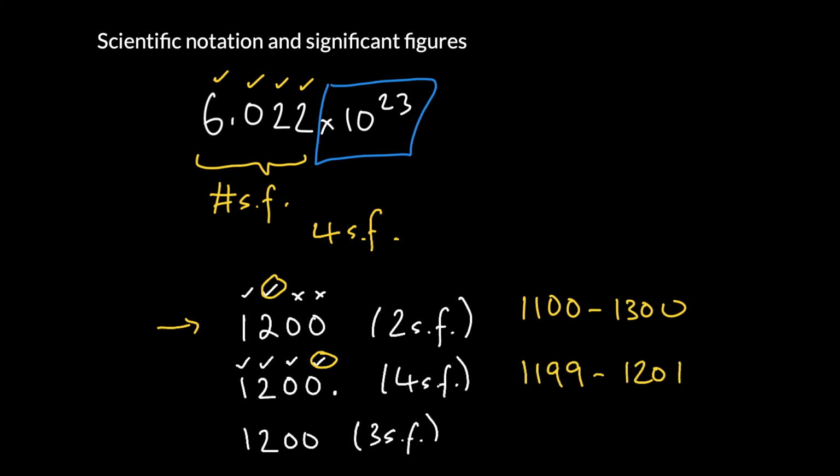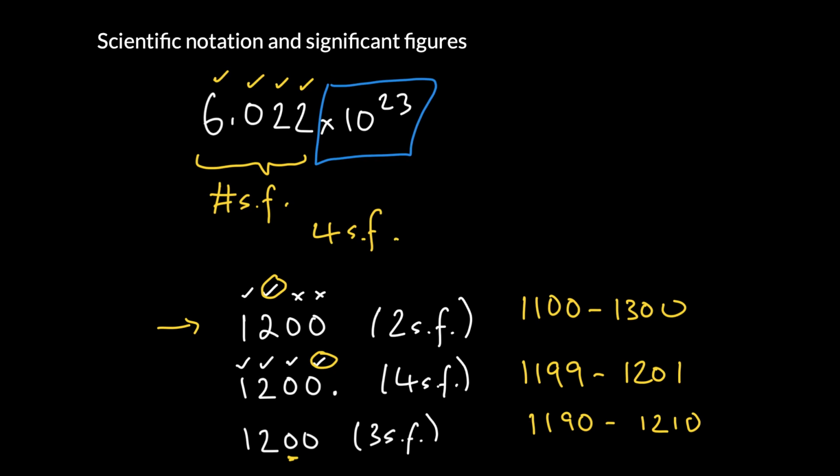And if we were to write this to 3 significant figures, we would be saying that the error would be in this underlined digit here. So it would be somewhere between 1190 and 1210. And this is where scientific notation actually makes it quite easy to write.